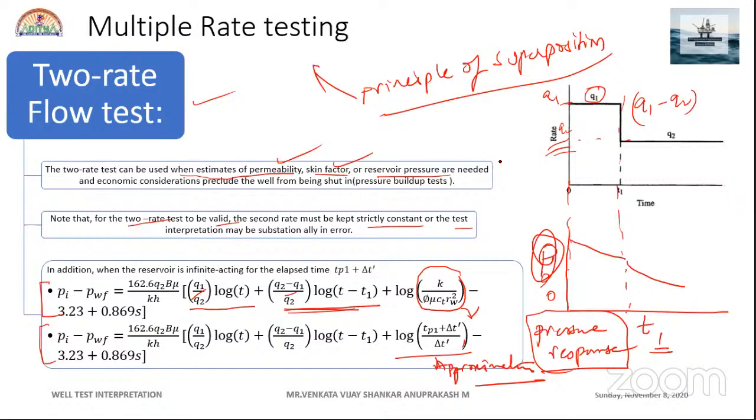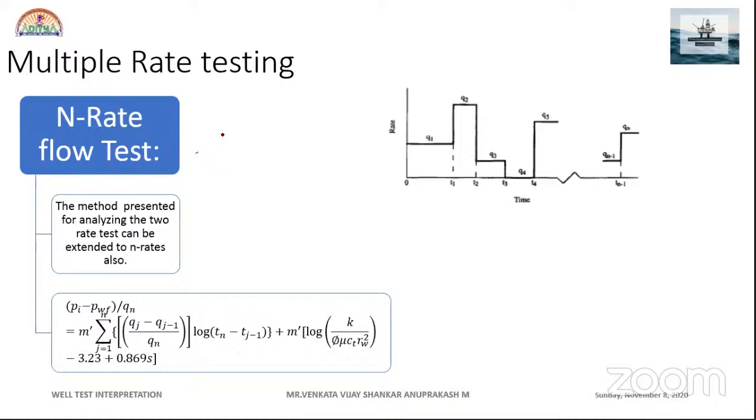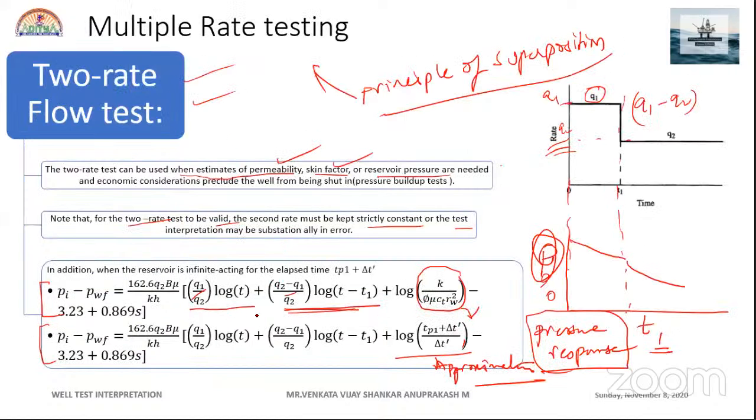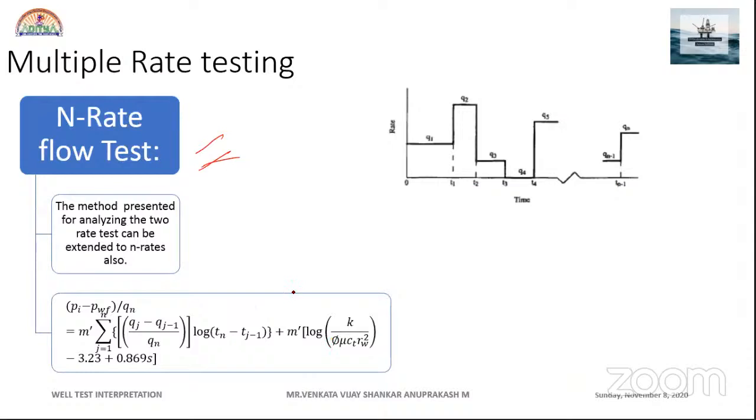But here, when you add more and more different flow rates that are changed, obviously this two flow rate test is used. Similarly there is an n flow rate test. It is the same equation, but written for n number of terms. So when you extend the two flow rate test to n rates, obviously this will give you the n rate flow test. Again in all these cases, if you observe, we are doing it at constant rate.